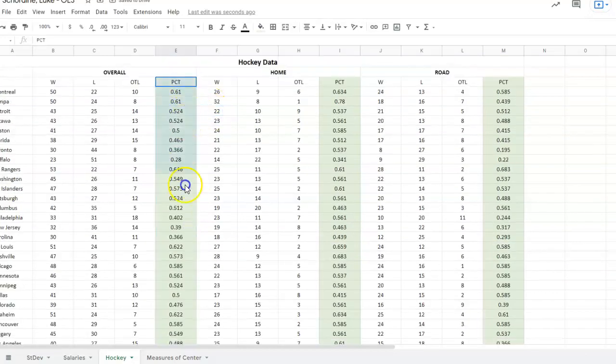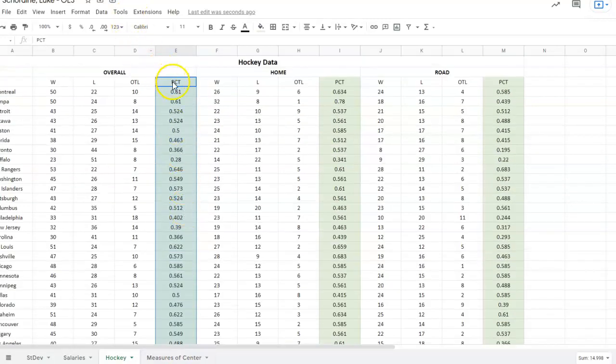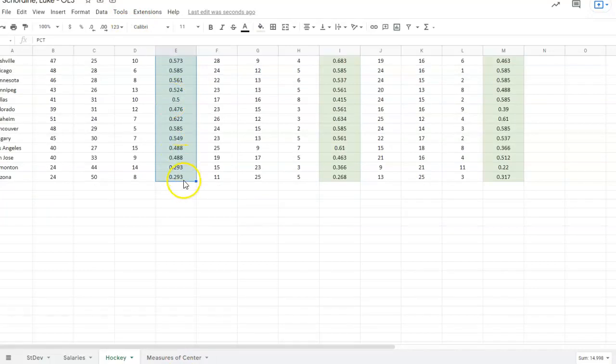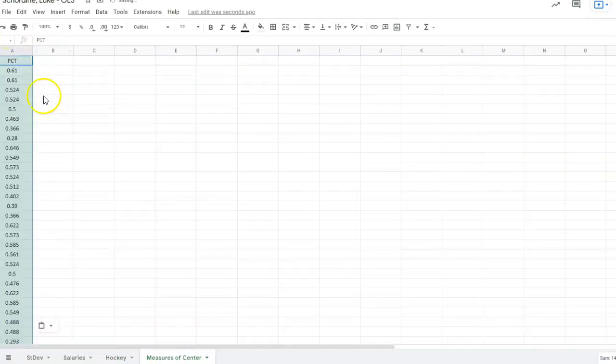Let's see. Oh, I'll click and drag all the way down to 33, right? So I started at E3, and I went down to E33. Control-C or Command-C on a Mac, and then on Measures of Center, see how it's blank? I'm going to paste in the percentages of wins here. Great.